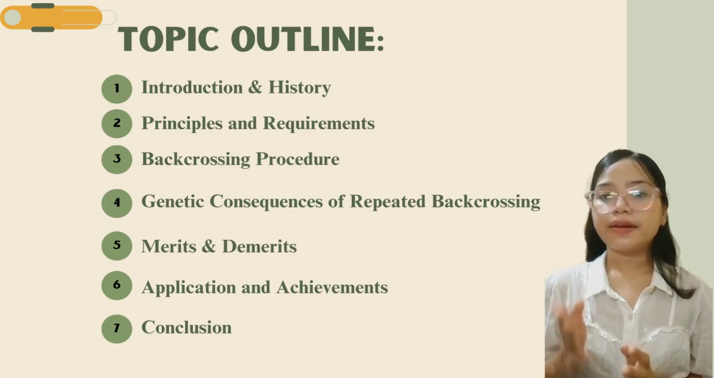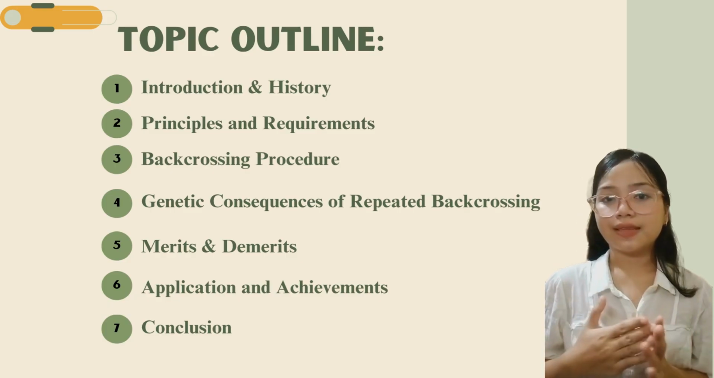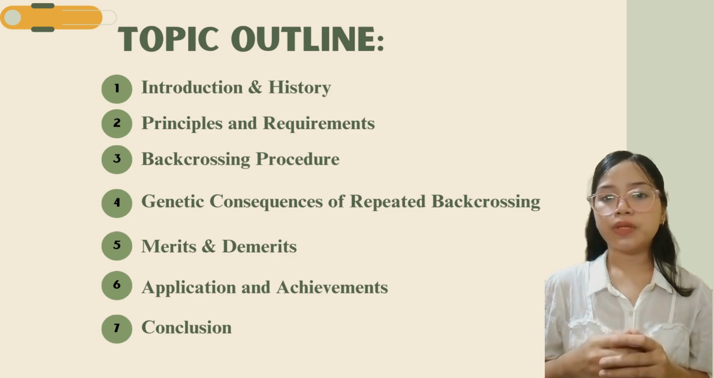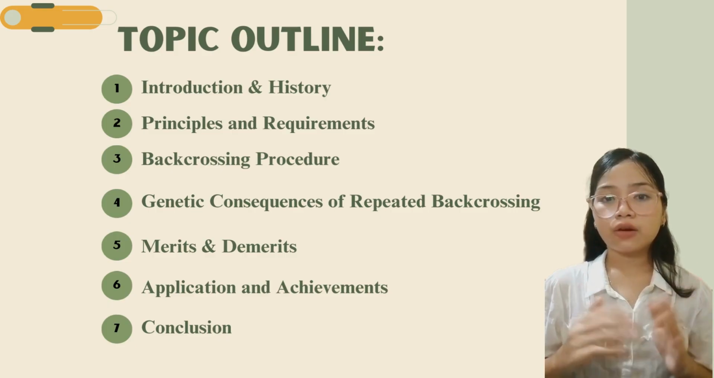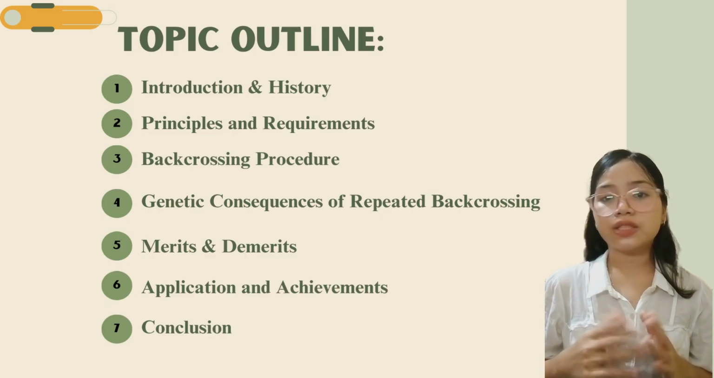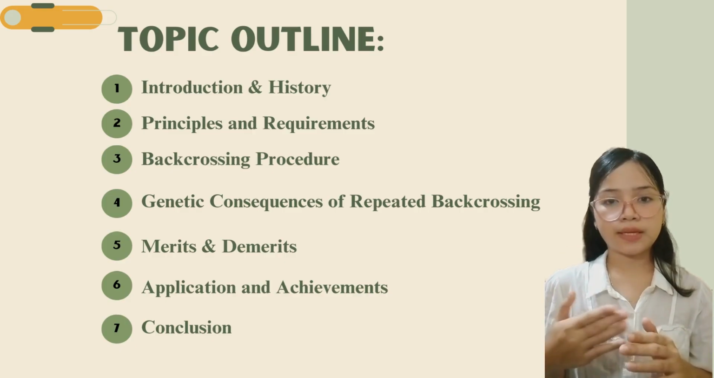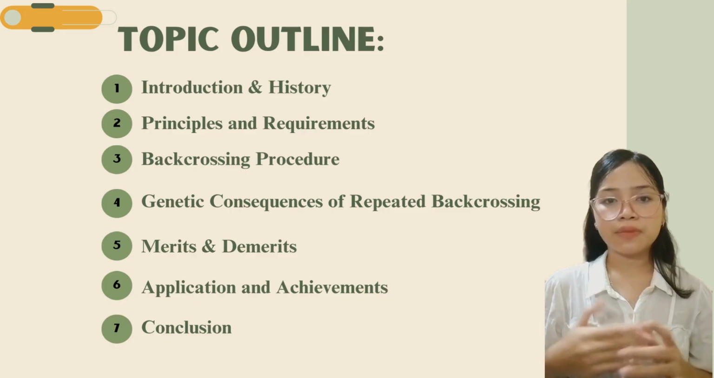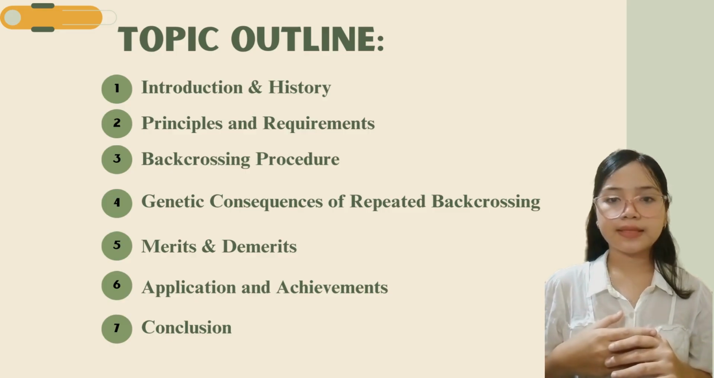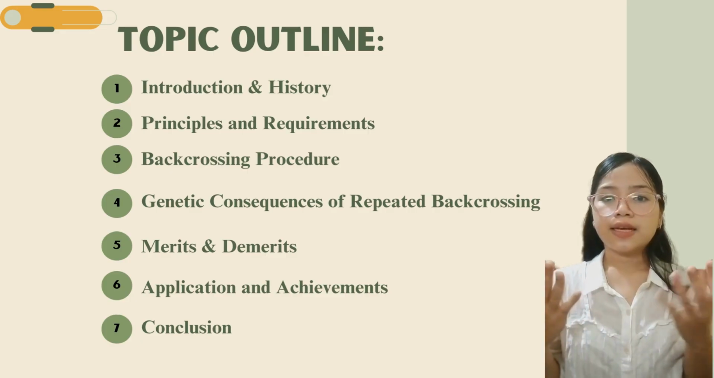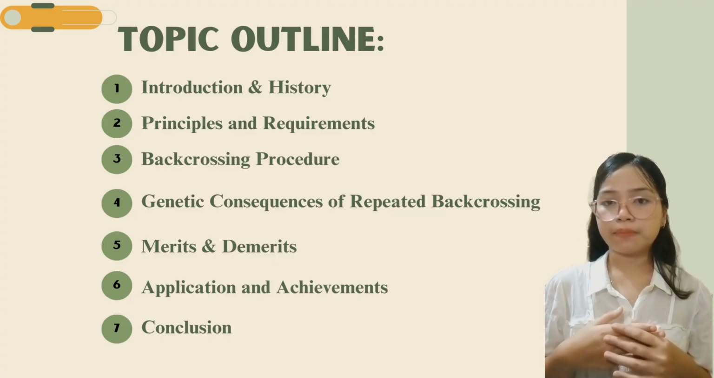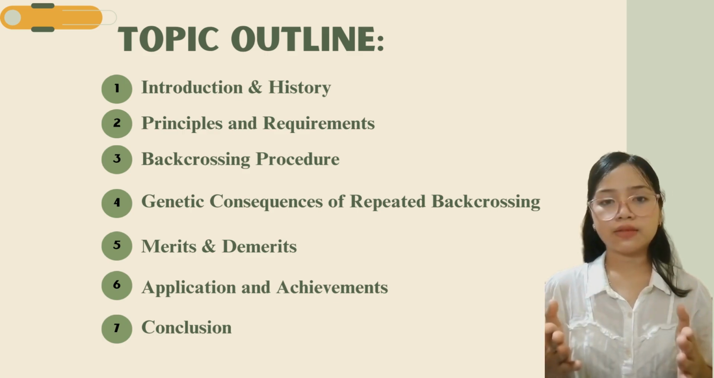Before we begin, here is our topic outline. We will start with the introduction and history of backcross breeding. Then we will move to the principles and requirements. After that, we will go through the backcrossing procedures, followed by the genetic consequences of repeated backcrossing. And we will also look at the merits and demerits of this technique and present some applications and achievements to show how backcrossing is used in real breeding programs, and finally, we will end with our conclusion.